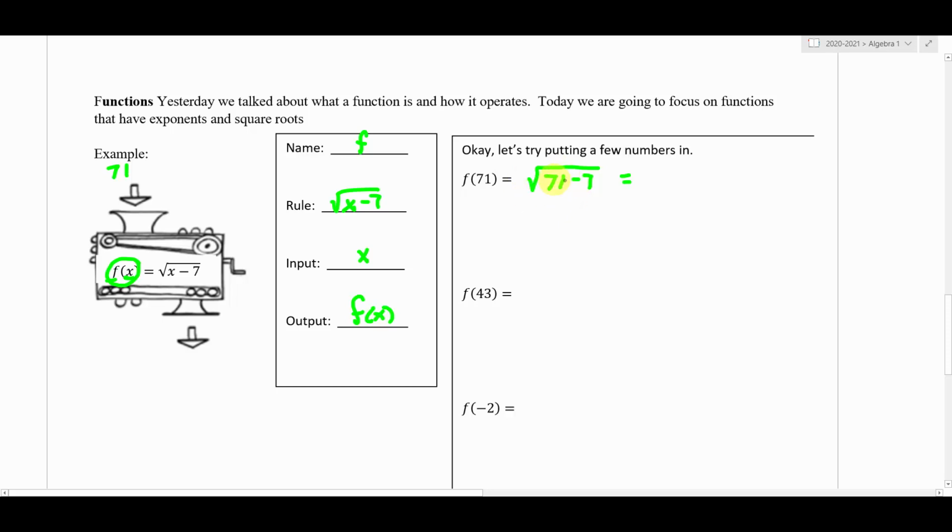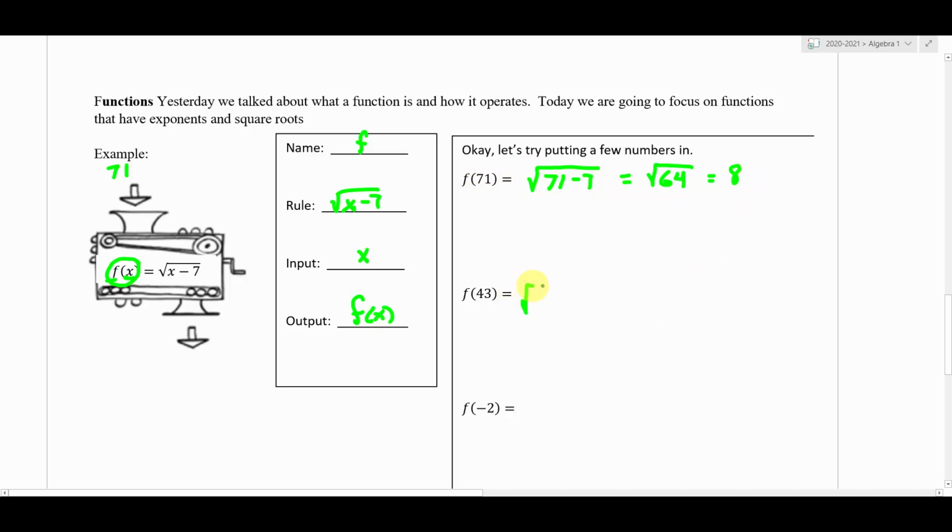All right, so when I do 71 minus 7, we're going to get 64. And then I'm going to do the square root of 64, so I'm looking for a number multiplied by itself that would get me 64. And that number is 8, right? Because if I do 8 times 8, I get that 64. Okay, so 71 goes into my function, I did stuff to it, and I got out an 8.